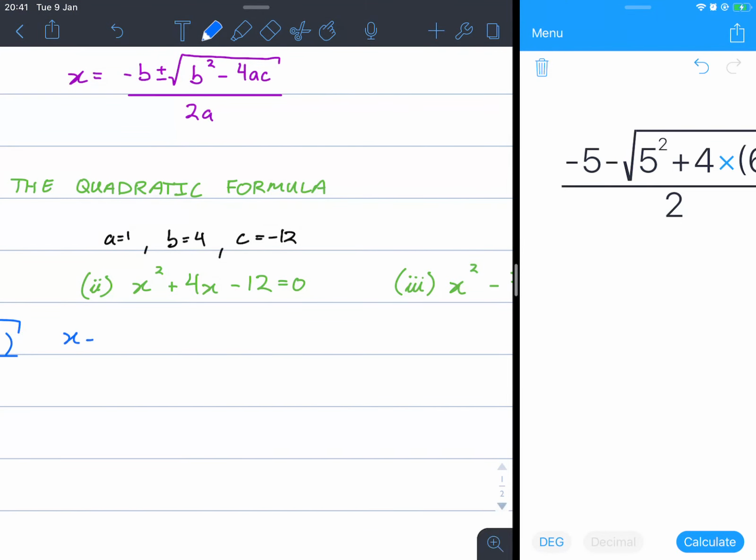Substituting it in, we get x equals negative 4 plus or minus the square root of b squared, which is 4 squared, minus 4 times a, but once again a is just 1, so I'm not going to include it. 4 times a times c, which is negative 12, all square root, all over 2a. Well, 2a is 2 times 1, that's just 2.